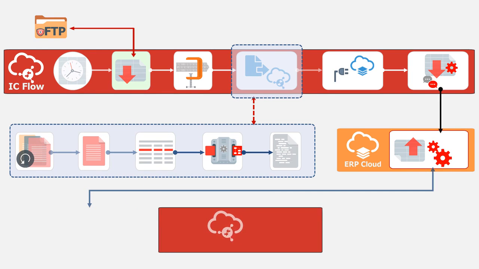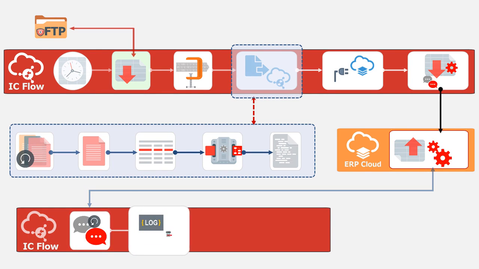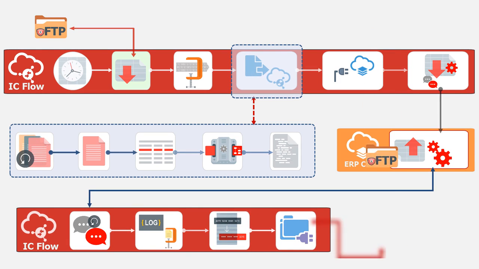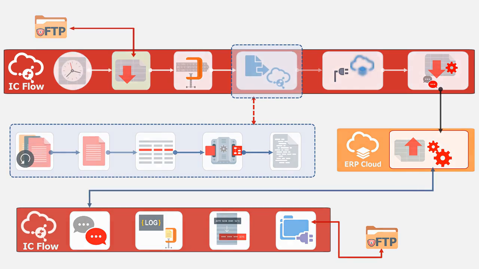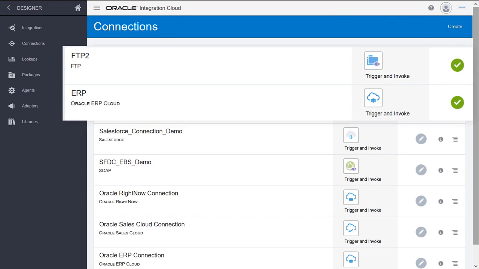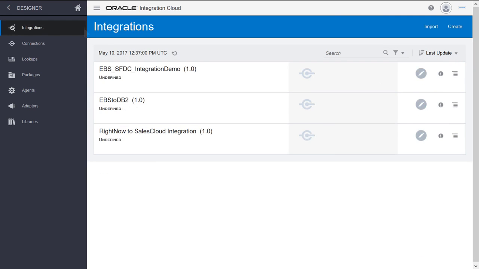Additionally, Integration Cloud allows the definition of callbacks. A callback receives logs and errors, encrypts them, and sends them through the FTP adapter. Let's build this integration in Integration Cloud. The connections to the ERP and FTP endpoints are already configured.